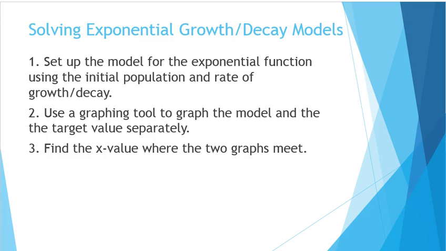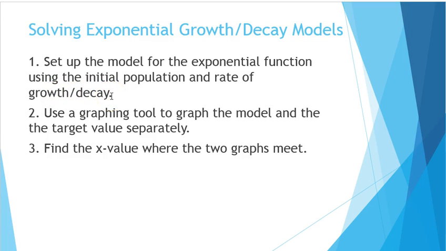So here's the process we will use for solving exponential growth and decay models. First, you're going to have to set up the model for the exponential function, and that will be based on the information they give you in the problem. They should tell you what the initial population is, and they should define some kind of a rate of growth or decay. Just make sure you remember to change that r value into decimal form before you either add or subtract it from the 1 inside the parentheses.